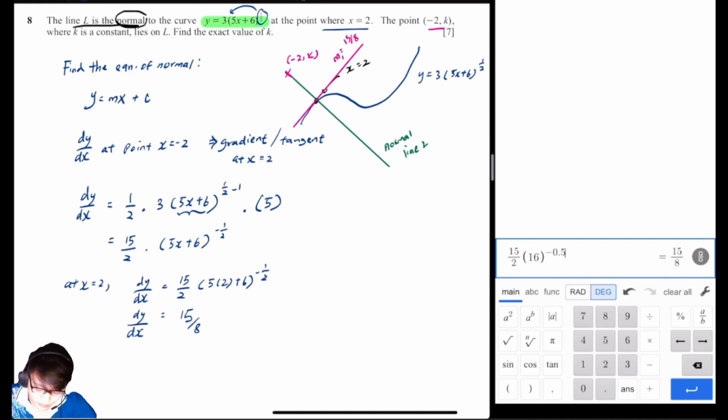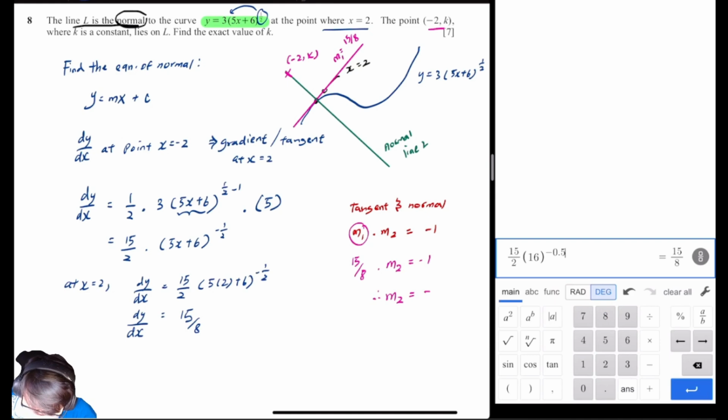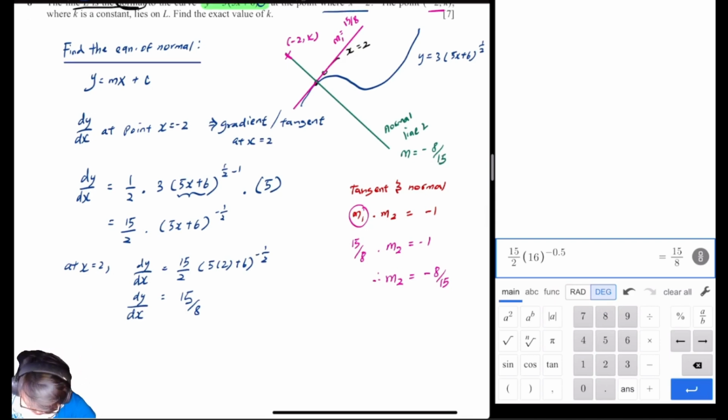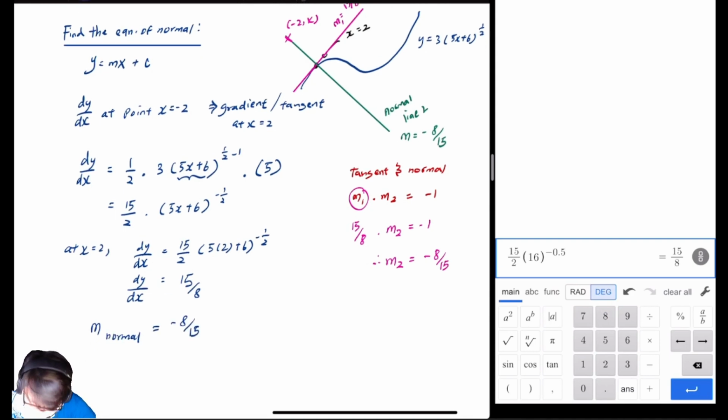I call this m1. You know that the relationship between the tangent and the normal is that m1 multiplied by m2 gives you minus 1. So use that relationship. We have m1, 15 over 8, multiplied by m2 equal to minus 1. Therefore m2 would be minus 8 over 15. So now we have the gradient of the normal line, which is minus 8 over 15. We continue to look for the equation of the normal. We know m of the normal is negative 8 over 15, so y is equal to minus 8 over 15 x plus c.